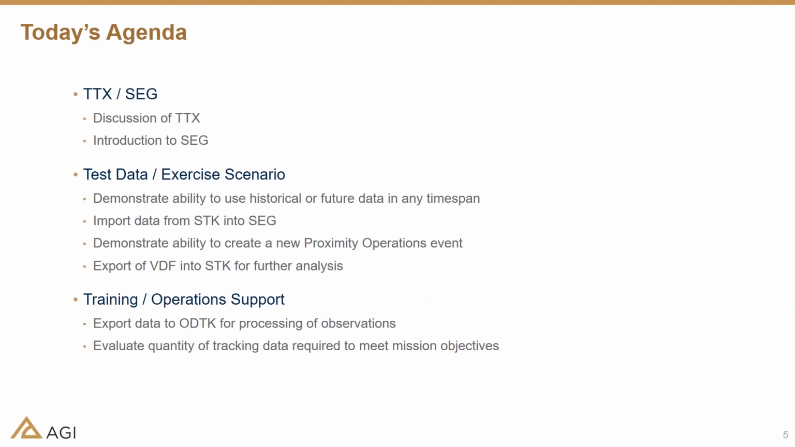And we're going to take a look at SEG, our space event generator, and see how it can be used to support TTX. And if we have time, we're also going to look at some example scenarios. I'd like to show some cases where we're creating test or exercise data using time-shifted data that was created in some other time frame, and we're moving that ephemeris to compare against a current space object catalog and showing prox-ops from one of these objects going around another satellite.